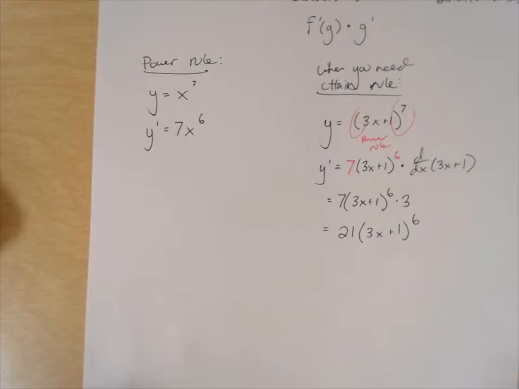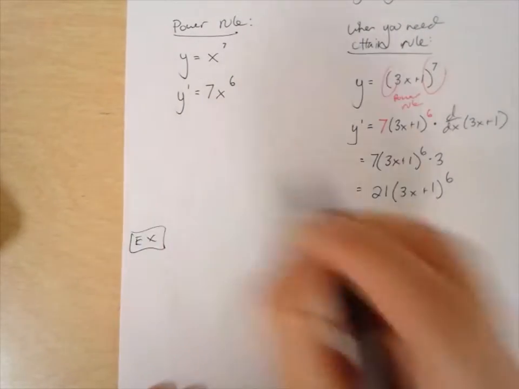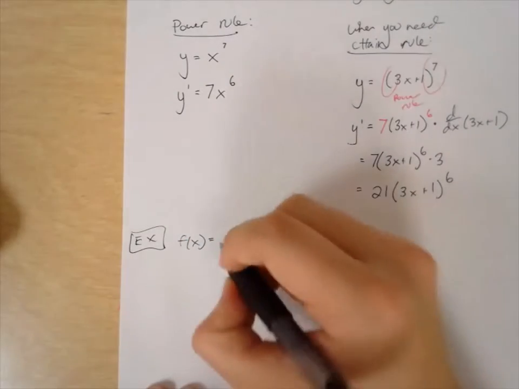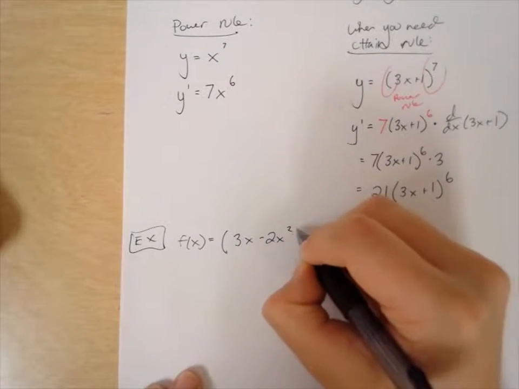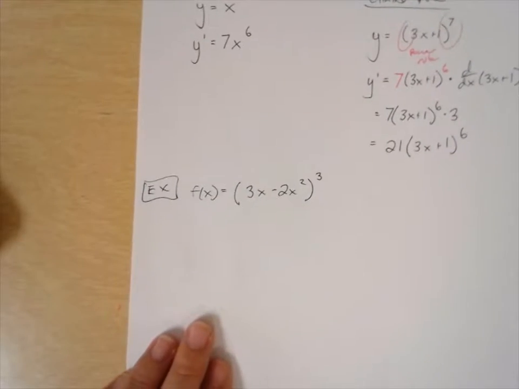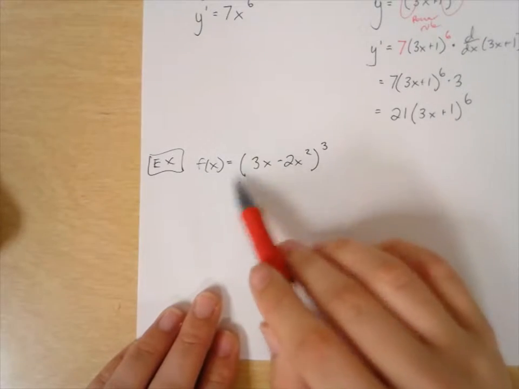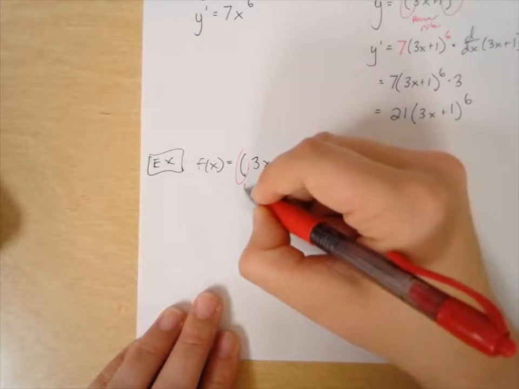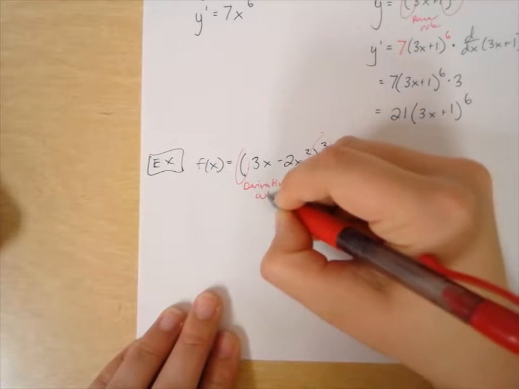Let's use one more example to help us illustrate this. Another basic chain rule example. So say that we were given (3x minus 2x squared) all to the 3rd power. We can see right away again the chain rule is needed here because we have something inside and we have stuff going on the outside. So let's take care of the outside stuff first. We're going to do the derivative of the outside.